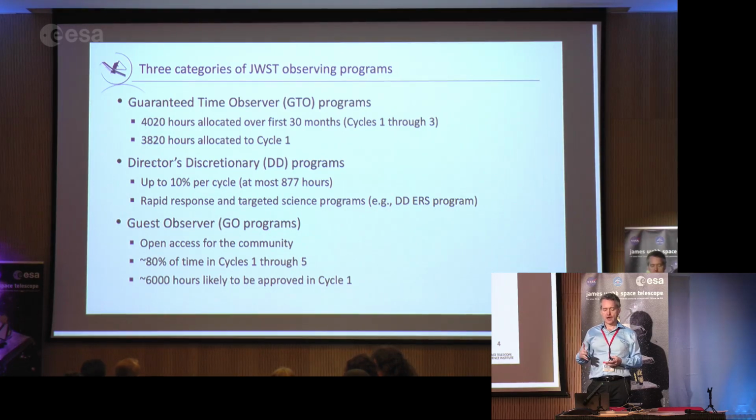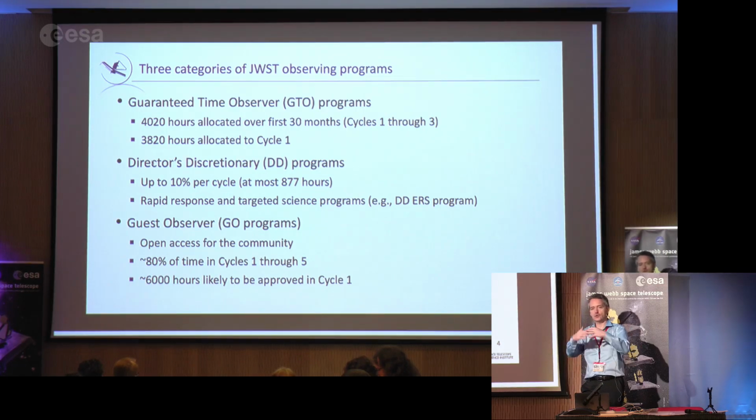About 6,000 hours will likely be approved in cycle 1. That's actually more, if you add in all the other pieces, than can be done in cycle 1. There's maybe 20–25% oversubscription in cycle 1. That's to help us with the scheduling, to give us a little tail of programs to mesh with cycle 2. In future cycles, it'll be just the amount that we need to fill in that cycle. This is sort of a startup excess amount.